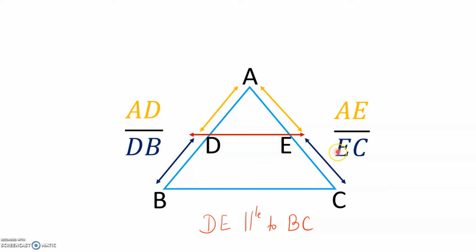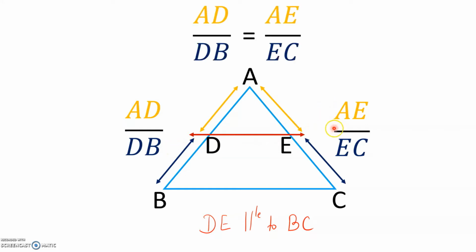Now the Thales theorem says this ratio will be equal to this ratio. It's as simple as that. That's the theorem. The theorem is, if you have a line that divides the triangle, which is parallel to one side, then it automatically divides the other sides in the same ratio. All right. So now let's go and see how we can prove this.